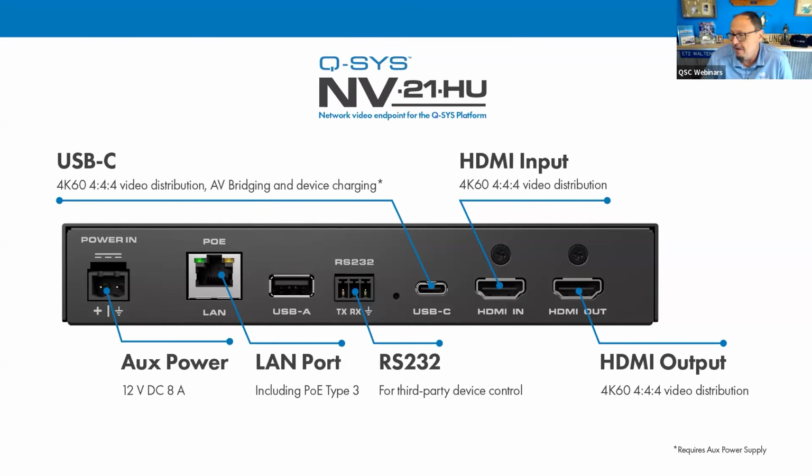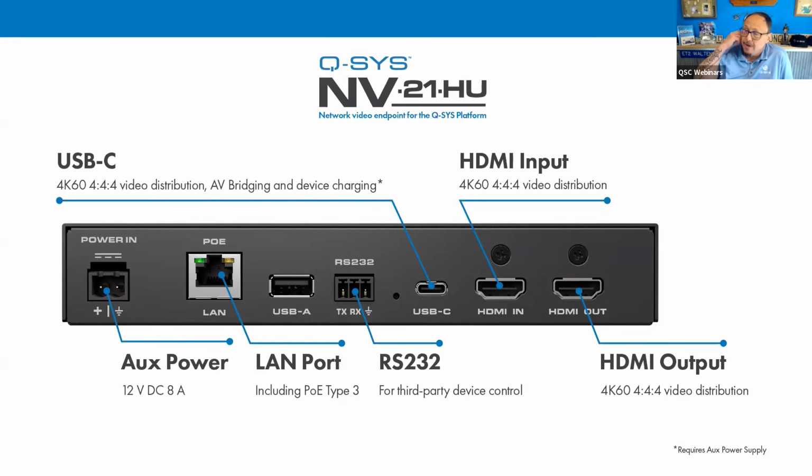But as we move across the back plane here, the LAN port does do PoE. It is PoE type 3, so it's looking for 60 watts. You want to make sure of that. USB-A port for service on the back there. We have an RS-232 connection. We also have the USB-C port I mentioned earlier, which could be doing up to 4K 60 video, also AV bridging and device charging if you have the auxiliary power supply. If it's just powered on PoE, it will not do any device charging there. And then you have an additional HDMI input coming in.